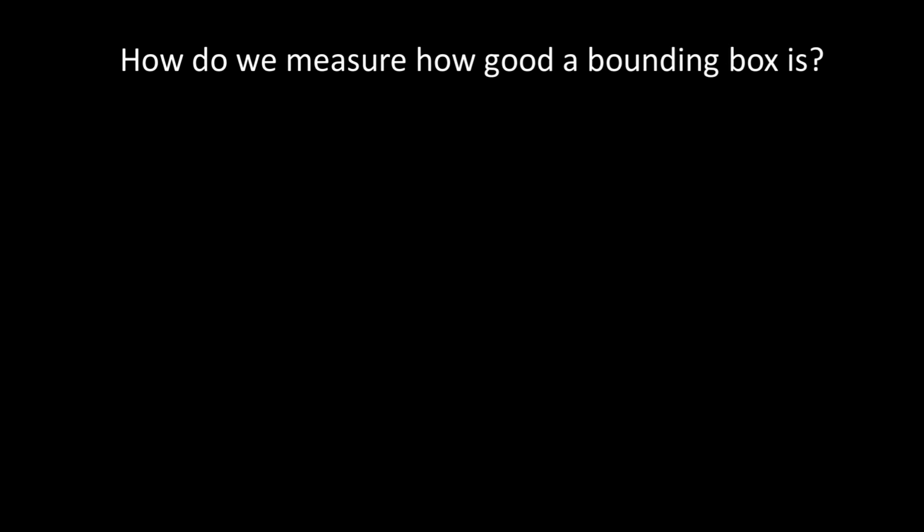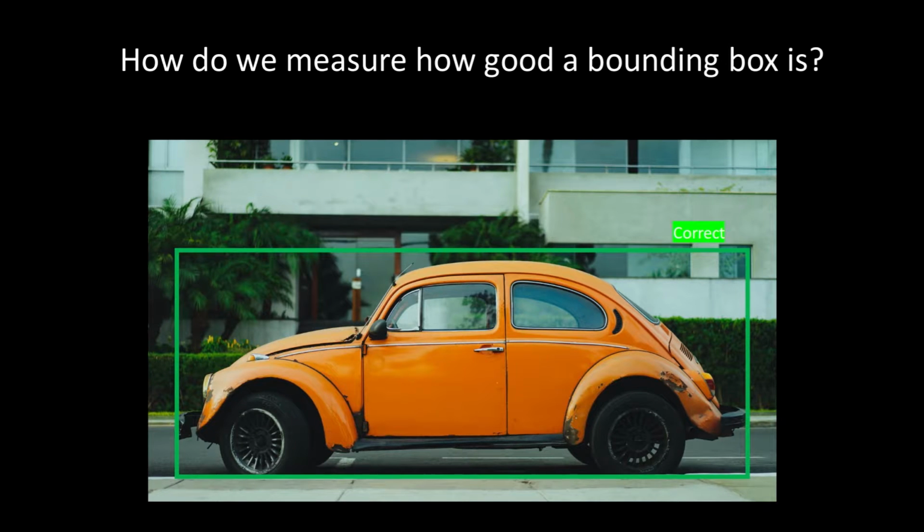So the question is, how do we measure how good a bounding box is? We have an image with, in this case, a car in it, and we are given a target bounding box for that object. And then we have some prediction bounding box for the same object. Here we can visually inspect and see that it's not a perfect bounding box, but it's not terrible either. So this bounding box is sort of okay, but we can't be visually inspecting every bounding box prediction.